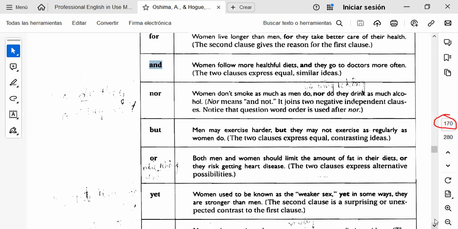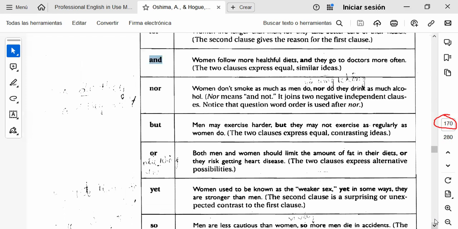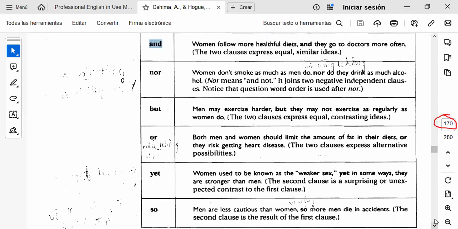Women don't smoke as much as men do, nor do they drink as much alcohol. Nor means and not. It joins 2 negative independent clauses. Notice that the question word order is used after nor. Men may exercise harder, but they do not exercise as regularly as women do. The 2 clauses express equal contrasting ideas. Okay.